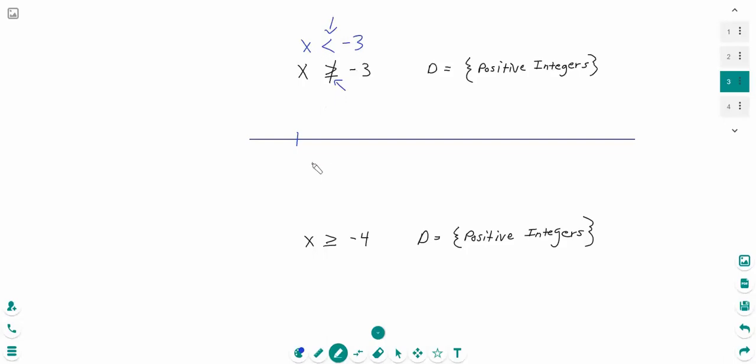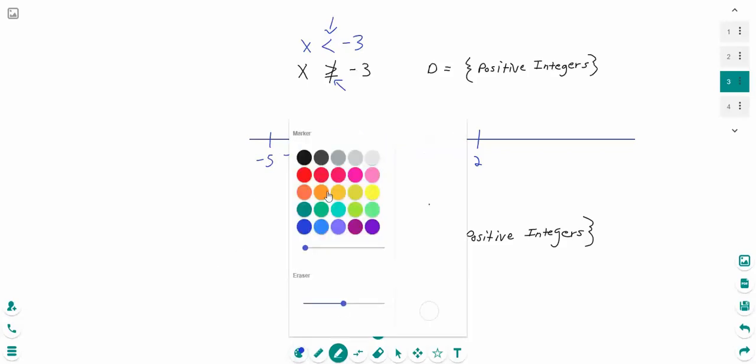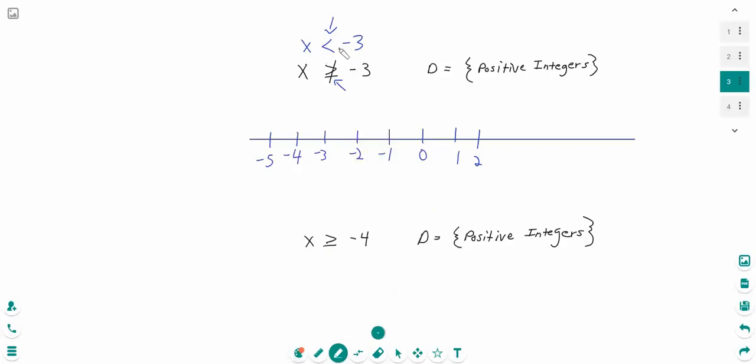So we have x is less than -3. So let's put some tick marks here. And we'll call this one a 2, a 1, a 0, -1, -2, -3, -4, -5. Okay? And what are the solutions here? So x has to be less than -3. So first we'll find where -3 lives, and that's right here. And it has to be less than -3, so it wouldn't be equal to -3. So normally, again, we would have just drawn our circle there and gone, okay, it's done.